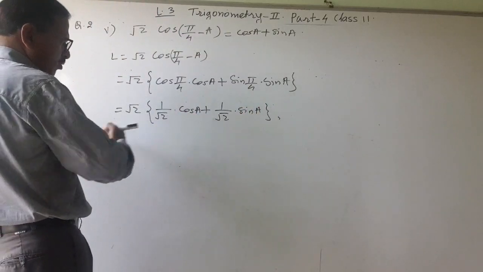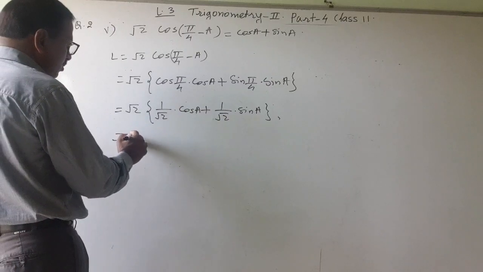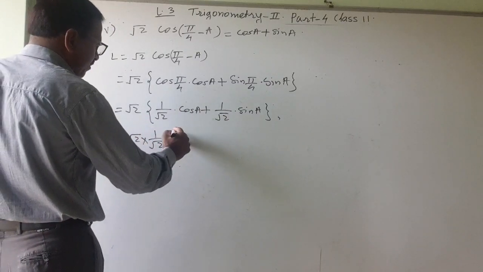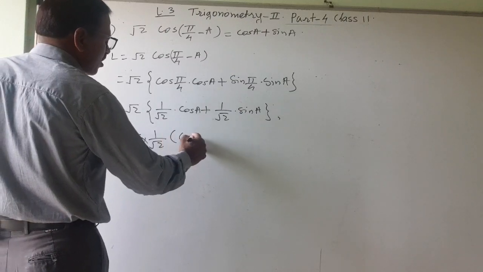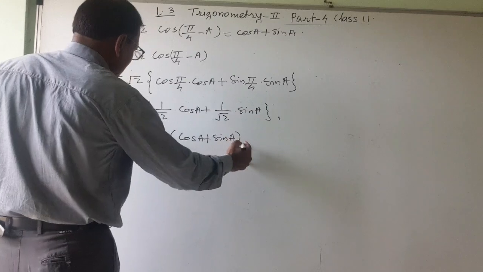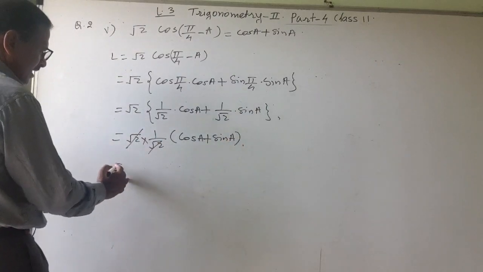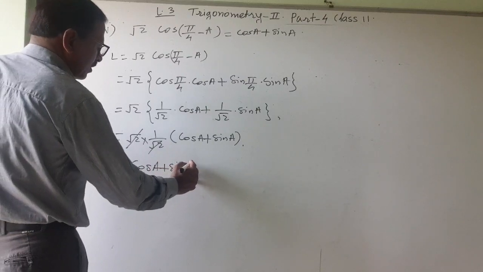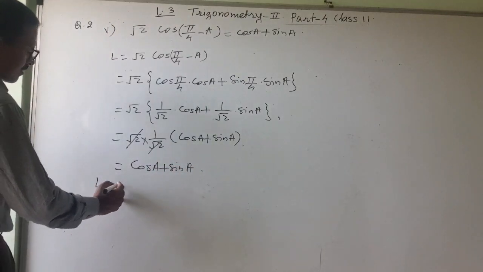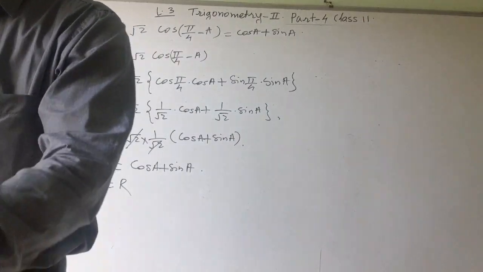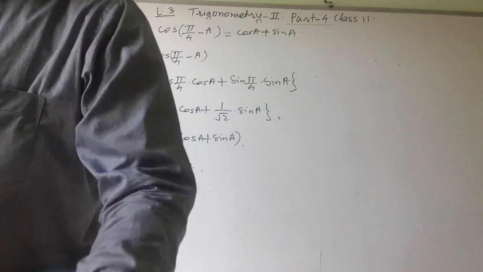So this 1 upon root 2 is common. I will take out root 2 into 1 upon root 2, and what remains is cos of a plus sin of a. Root 2 cut, and that is equal to cos a plus sin a. Thus LHS equal to RHS, and hence the proof. Take a screenshot. I am going for the next sum.